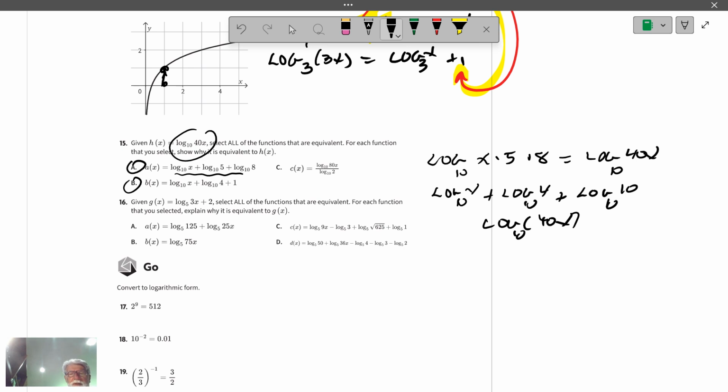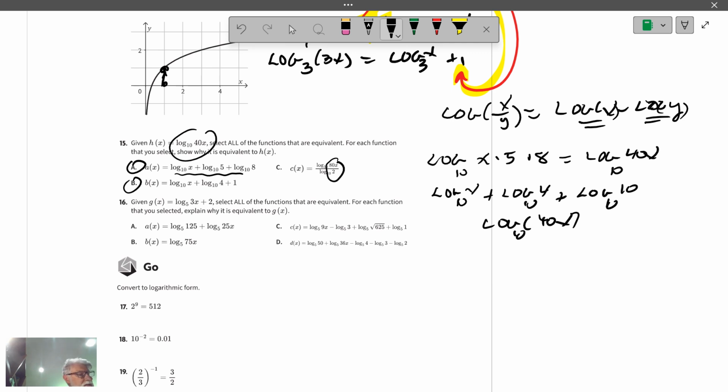Part C is no good. You can't just take the 80x and the 2 and divide it. There's no rule that says that the log of 80x in base 10 divided by the log of 2 in base 10 is these two guys divided. So you gotta be careful. That's not the division rule. The division rule states that the log of a division problem becomes the difference in the logs of that. Not that a division problem becomes a compressed logarithm. So on that one, I would say A and B.